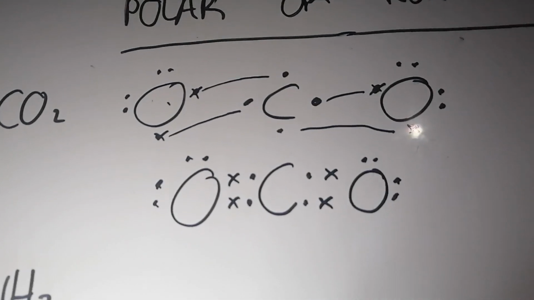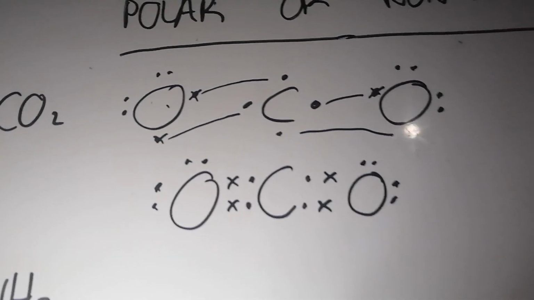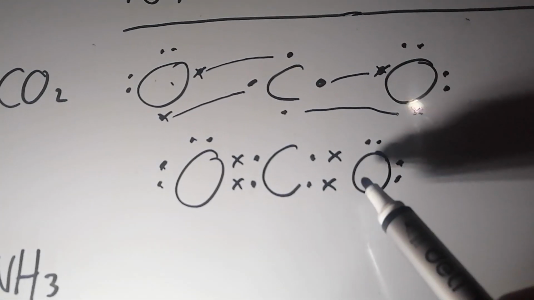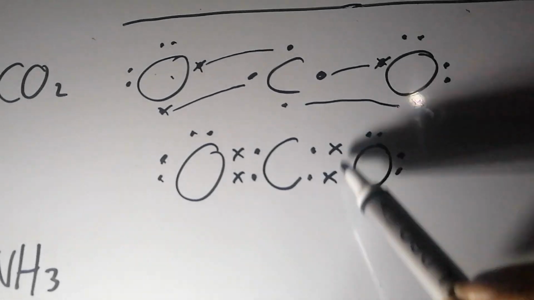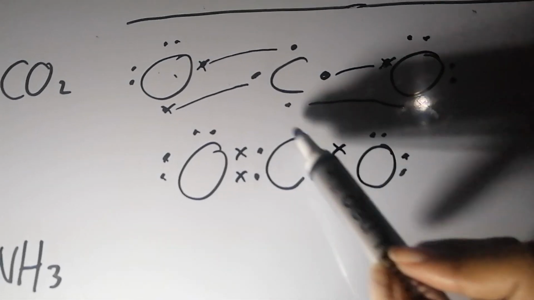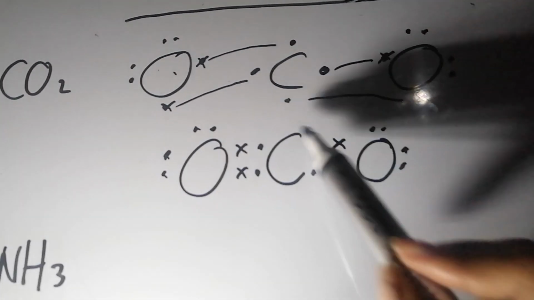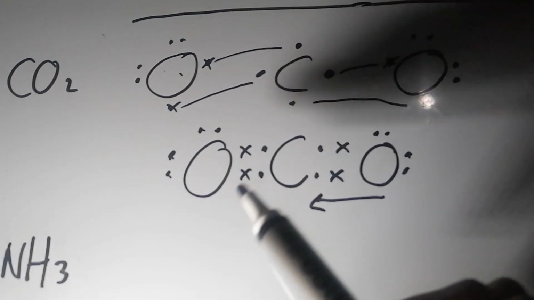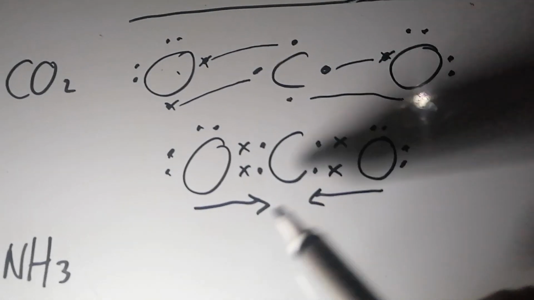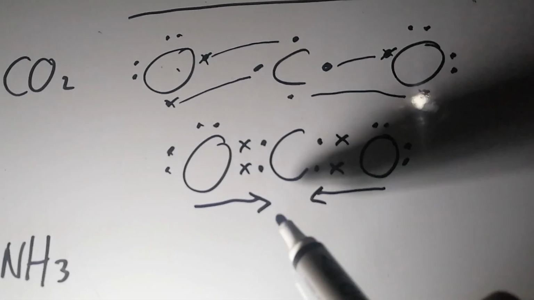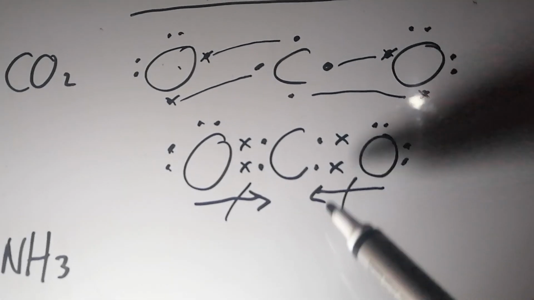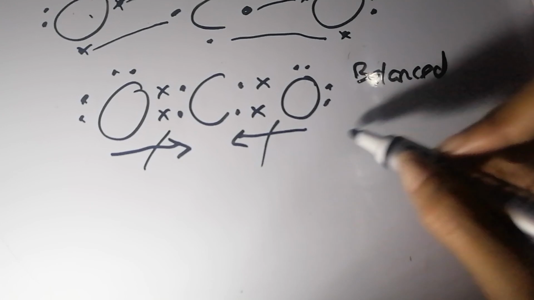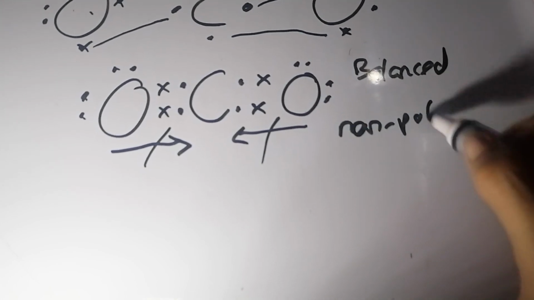Right, now how am I going to know if it's polar or non-polar? Well, you go and check. This O bonded to the C, so you check the electronegativities between the two. It turns out that the electronegativity of carbon is less than the electronegativity of oxygen. So oxygen is the more electronegative, so it's going to go this way. Same thing's going to happen for this oxygen and the carbon. It's going to go this way. So if it's going those two ways, what's going to happen? They're going to cancel off, and therefore it's balanced, which means it's non-polar.